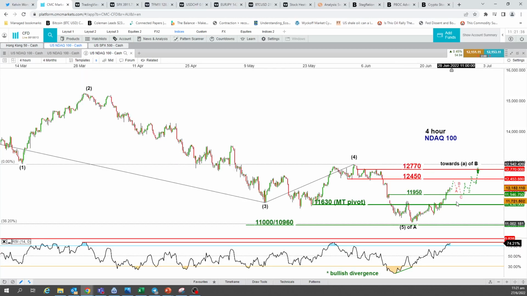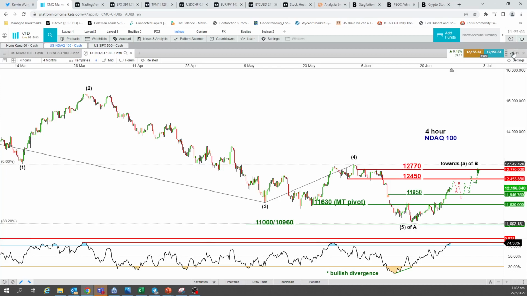And bear in mind that if we have a 4-hour close below 11,630, we will actually negate this bullish tone to see a kind of whipsaw, we call it a choppy decline, to actually retest this key support level at 11,000 slash 10,960 on the Nasdaq 100. So still maintaining that bullish bias with a tightened key medium-term pivot support on the Nasdaq 100 as well as the SPX 500, pardon me.